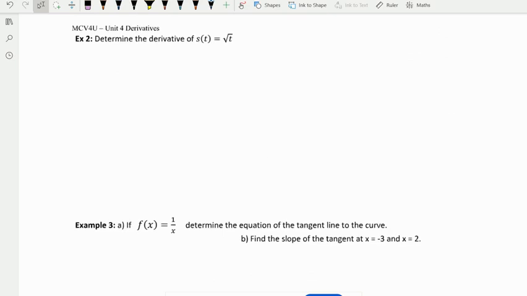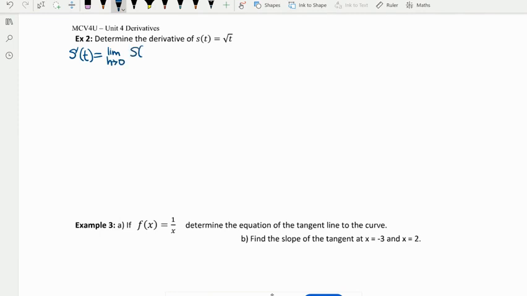Alright, let's work on finding the derivatives of these different functions. We are still going to use the same techniques that we used in Unit 1. So determine the derivative of s of t equals square root of t. Now we can use the derivative notation s prime of t. We're starting with our first principles.